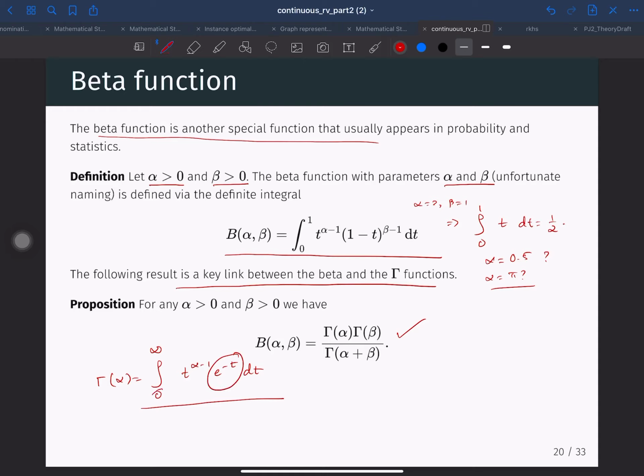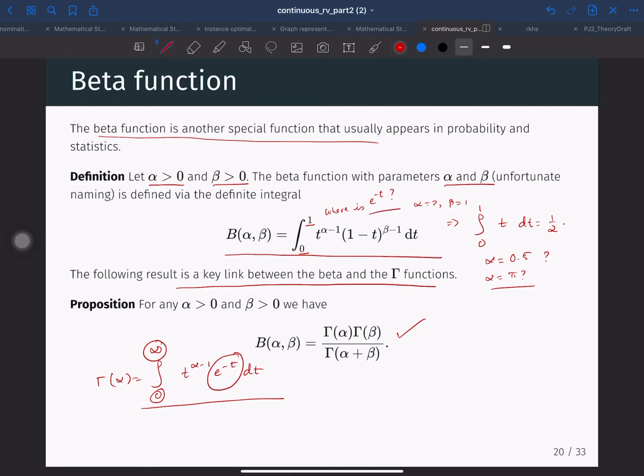The integral goes from 0 to infinity, while here the integral goes from 0 to 1. So the integral is bounded. Here the integral is unbounded. And furthermore, there is no appearance of the exponential function anywhere. Where is Waldo? Or where is e?